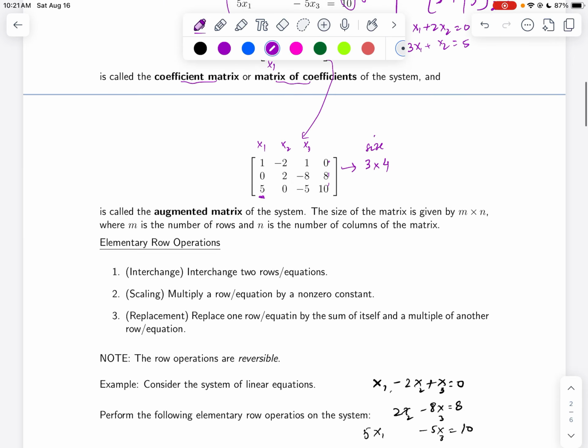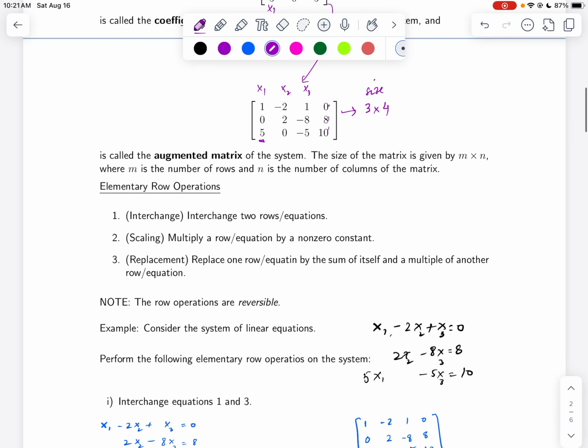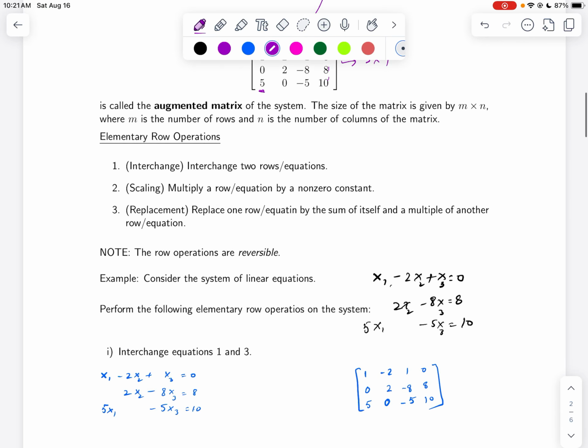Okay, so next is elementary row operations. What are the elementary row operations we can do? There are 3 of them, and only these 3. We cannot make up our own operations. The first one is to interchange two rows or equations. I am writing it for both the matrix and the equations, because what we do to the equations we can do to the matrix, and what we do to the matrix we can do to the equations.